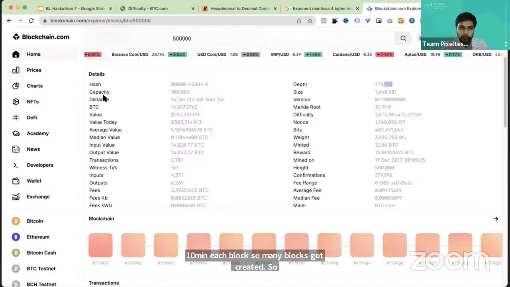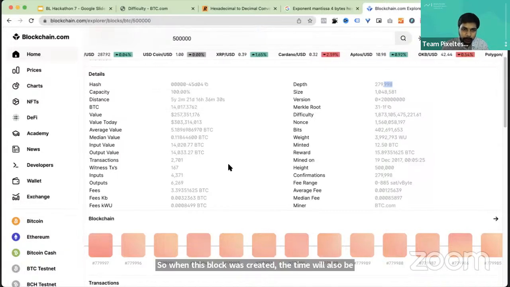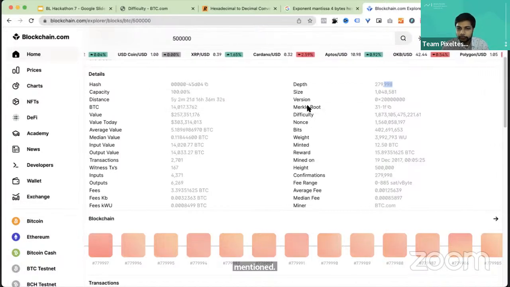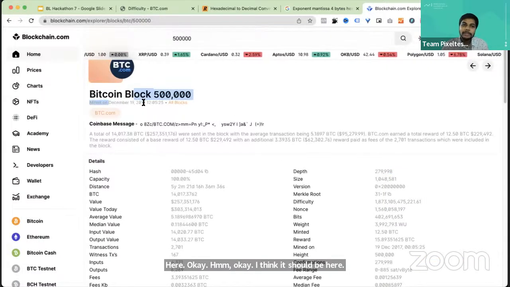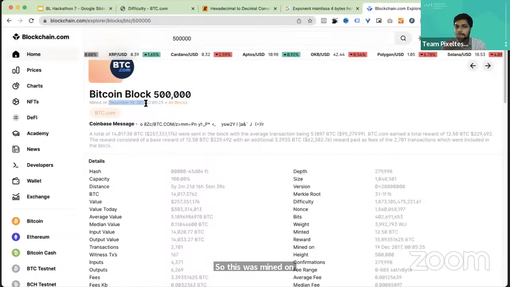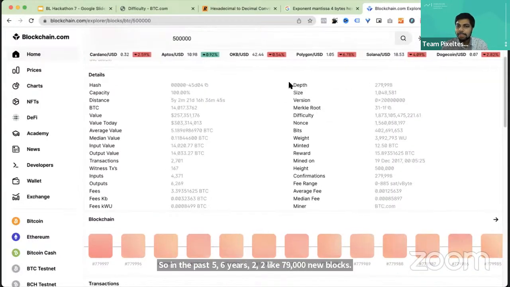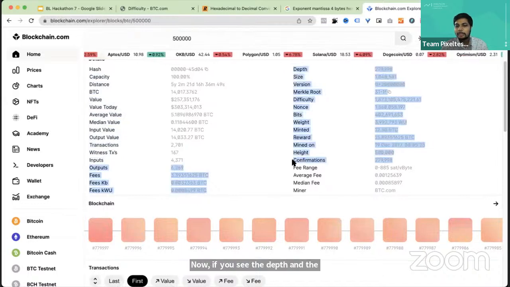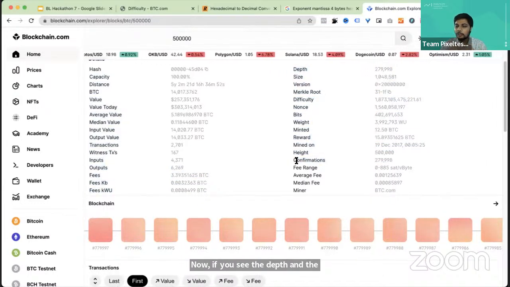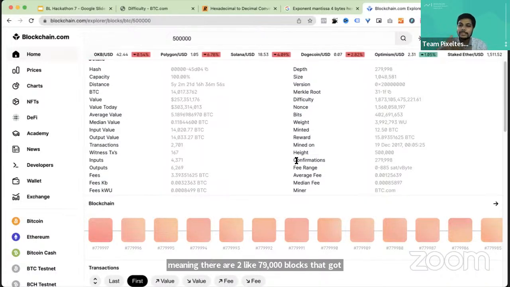When this block was created, the time will also be mentioned somewhere here. I think it should be here. So this was mined on December 19, 2017. So in the past 5-6 years, 2,79,000 new blocks got added. Now, you can see the depth and the confirmations are the same, meaning the 2,79,000 blocks that got added is the same as the number of confirmations.